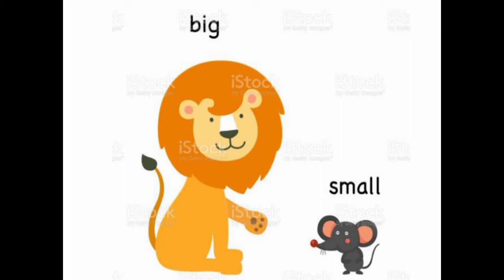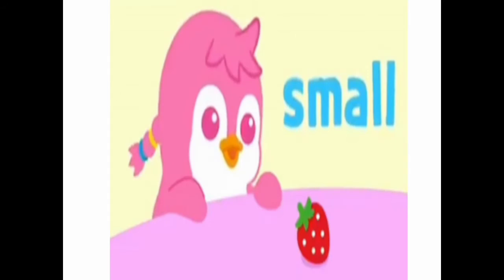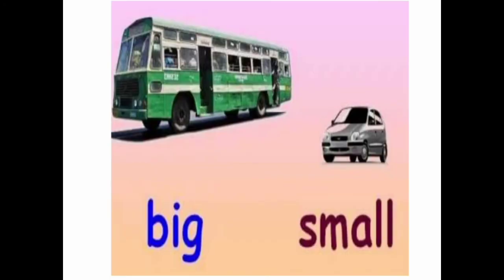Big lion, small mouse. Dear cuties, look at this fruit. What is that? A strawberry. What is the size of this? This strawberry is small in size. Dear students, look at these vehicles. Here, the first one is bus and second one is car. Comparing these two objects, bus is big in size, car is small in size.